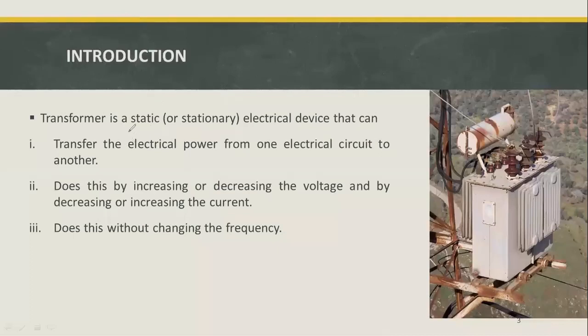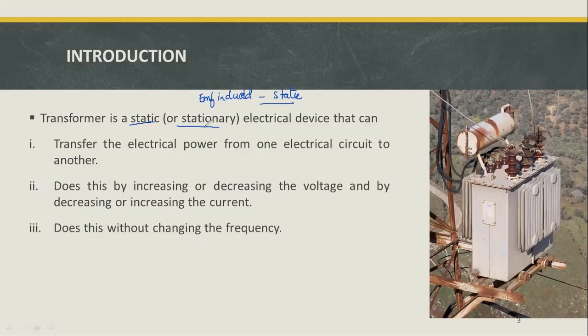So first we should understand what basically a transformer is and what function it performs. So transformer is basically a static or a stationary electrical device. Now why is the transformer called a static device? Because as we know, the transformer basically works on the principle of Faraday's law of electromagnetic induction, and the EMF which is induced in the transformer is static in nature. So that is why the transformer is also called a static electrical device.